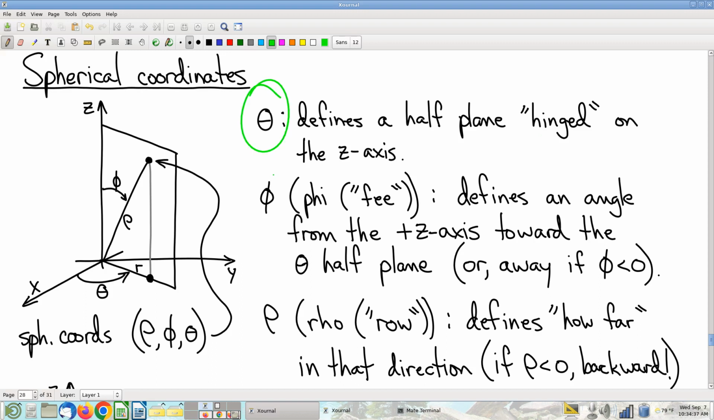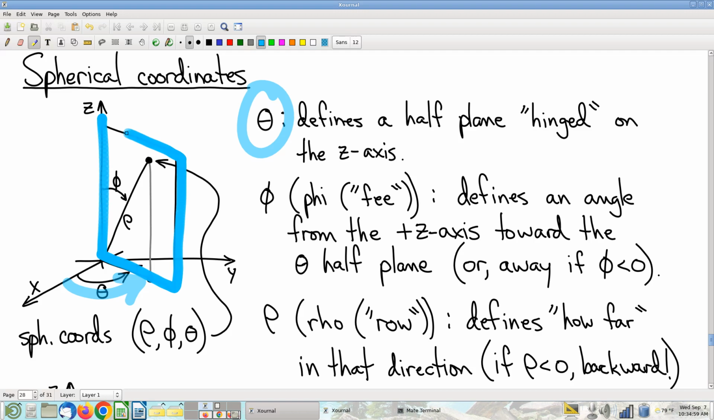Here are the three variables: theta, phi, and rho. Let's talk about them one at a time. Theta is kind of what you think. It's the angle off the positive part of the x-axis, which, since we are of course in space, gives us what I'm going to call a half plane hinged on the z-axis. Hinged in the sense that one edge of the half plane is the z-axis, and it turns on that as a hinge. Does that make sense to everybody? Okay. So this part, to be fair, is just like in cylindrical coordinates. It's kind of polar-like. Okay, fine.